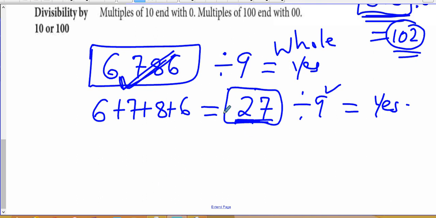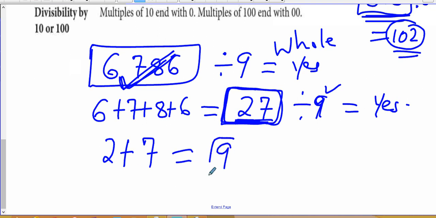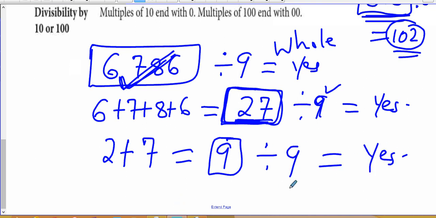What if you want to further confirm that you are not sure whether 27 is divisible by 9? So what do you do? You take the digits which make up the number 27, add these digits, and you get 2 plus 7 is 9. Now the question is, is 9 divisible by 9? The answer is yes. So since the answer is yes, even this number will be divisible by 9.